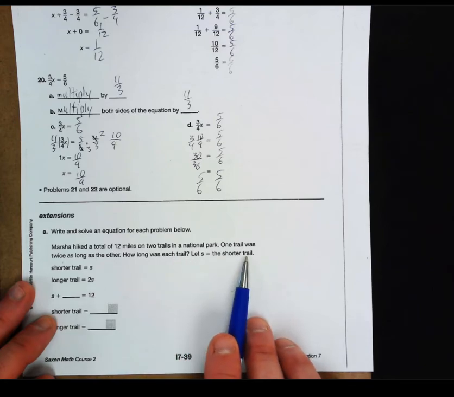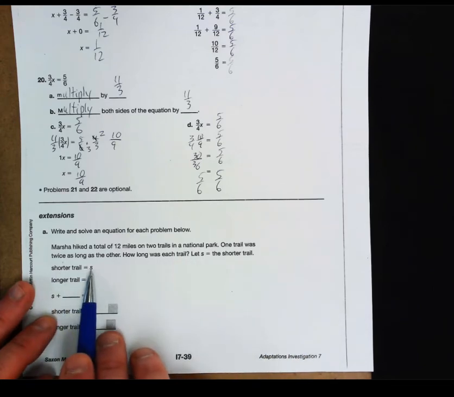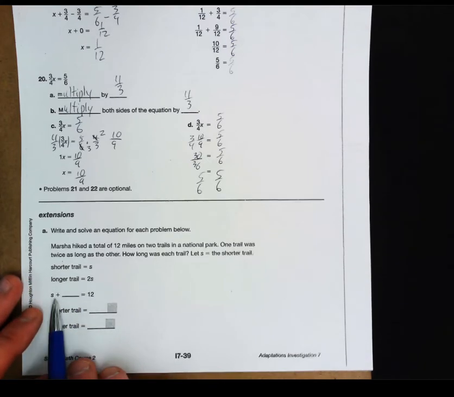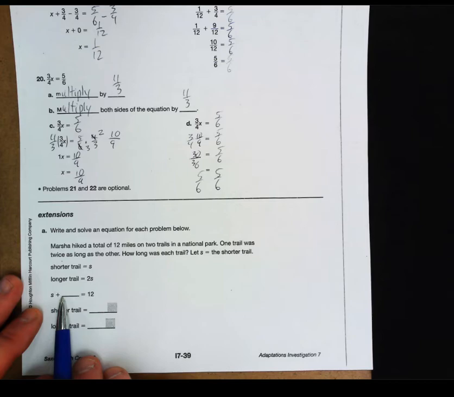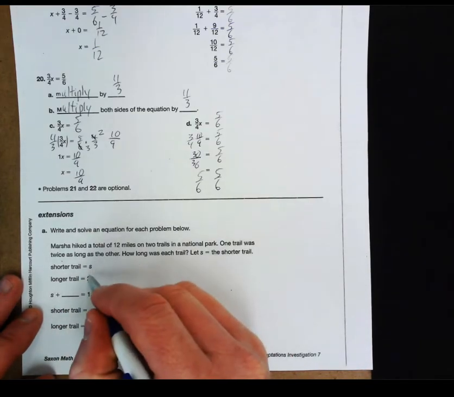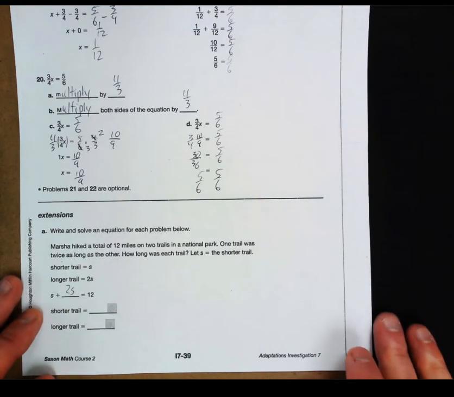Let's let S be the shorter trail. So if S is the shorter trail and this one's twice as long, then the longer trail is 2S. So I have shorter trail plus longer trail equals 12. So it looks like this. The shorter trail plus 2S equals 12.